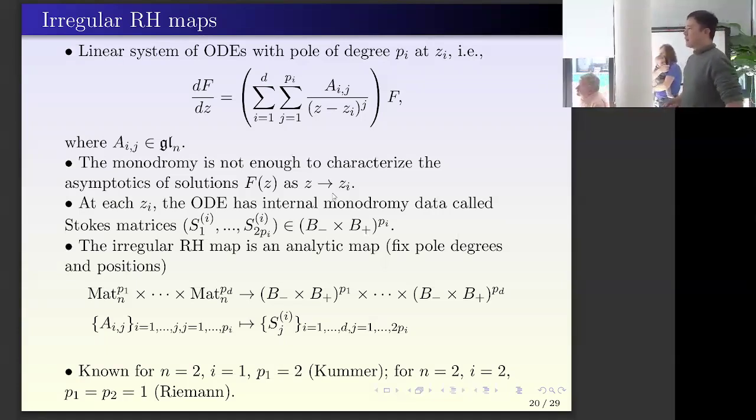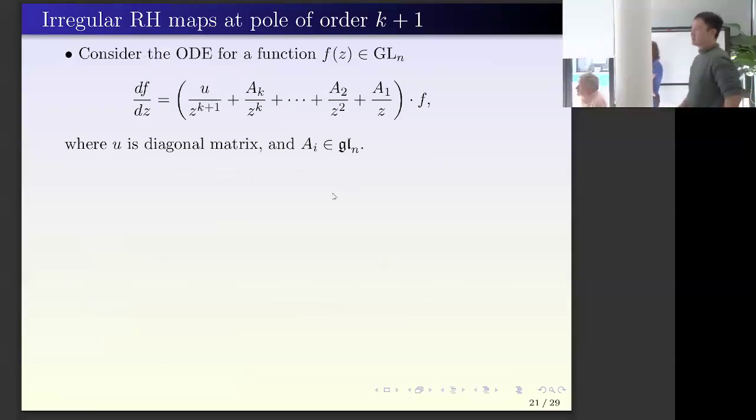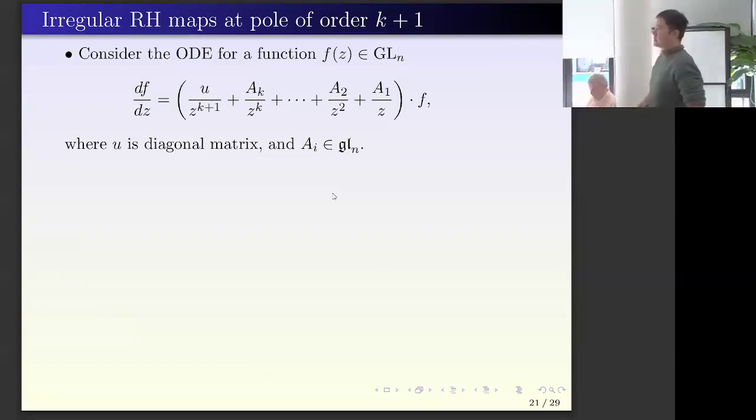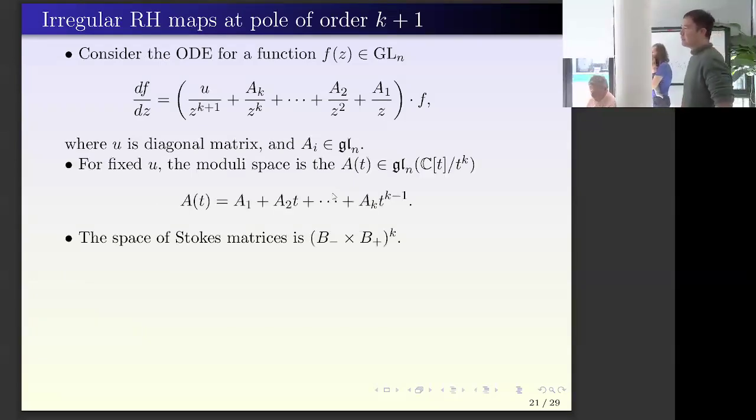And since this Stokes phenomenon is local, we can focus on the case of one pole. Suppose we are given this linear ODE with a pole of order k plus 1, where u is a semi-simple regular element, and A1 to Ak are n-by-n matrices. A convenient way to describe the moduli space of these connections is using the truncated affine Lie algebra. So actually, when we fix u, A1 to Ak are parameterized by the elements in this truncated affine Lie algebra.